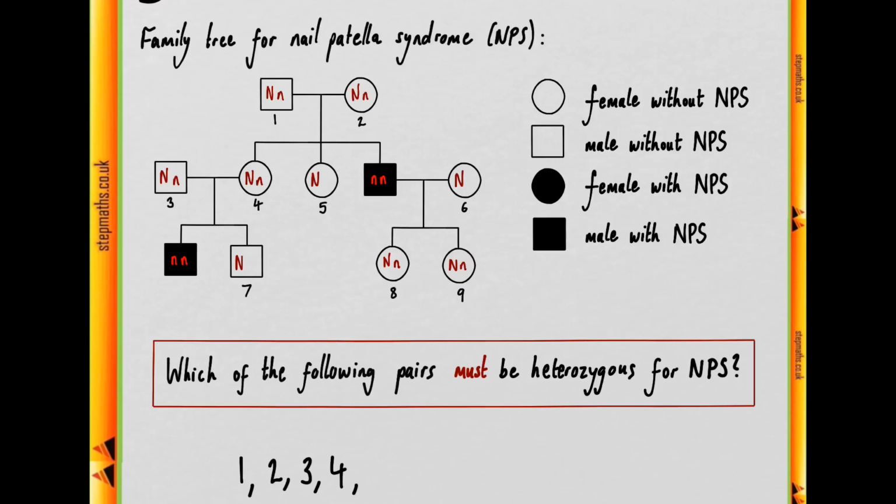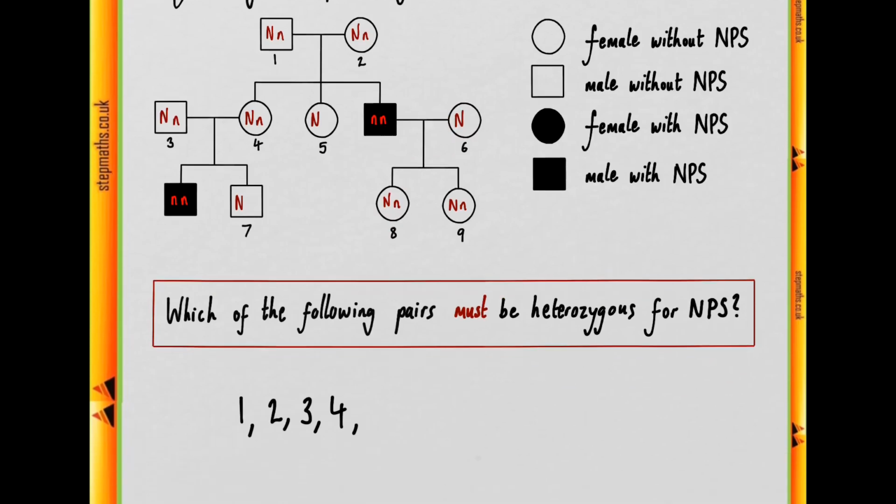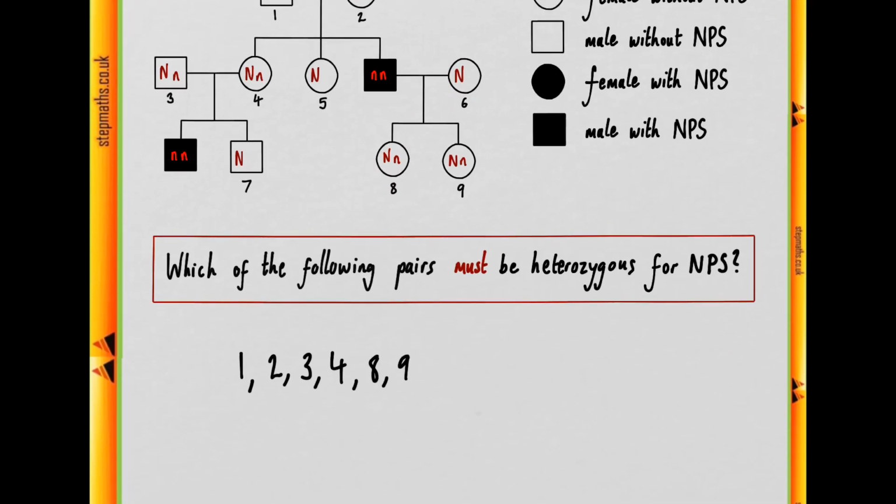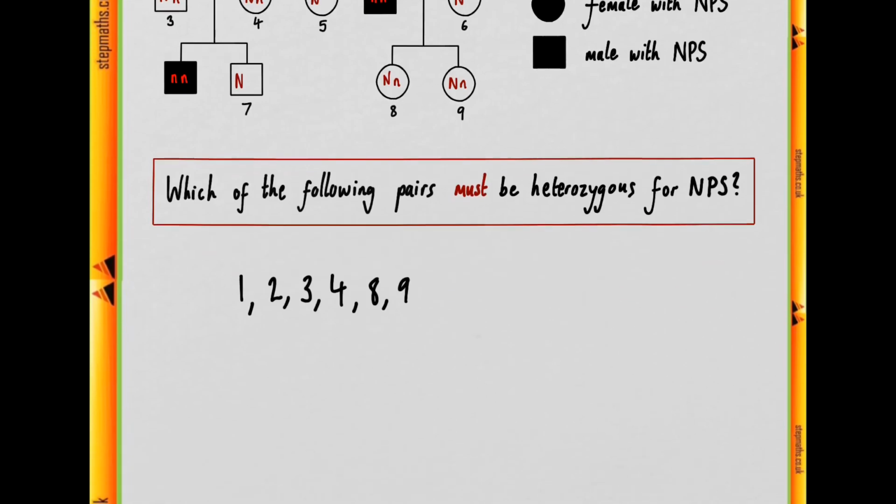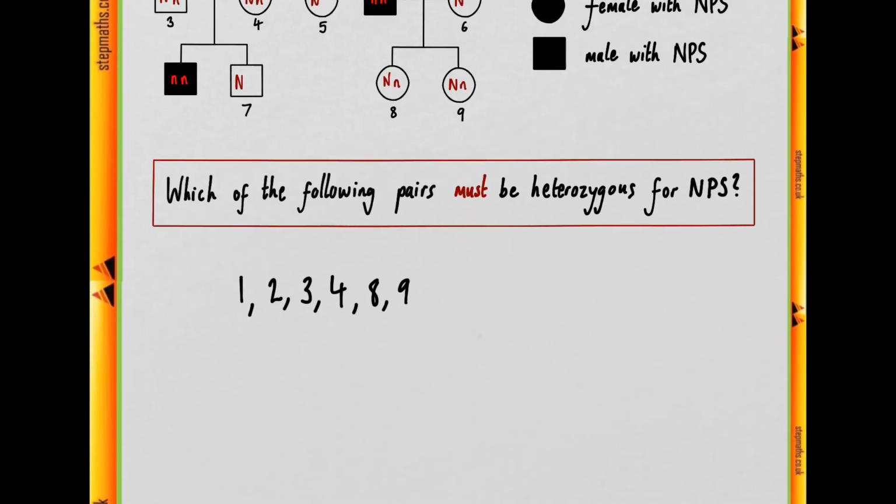In which case they could be affected if both of them were small n's, but it turns out that they're not affected, so it could be the case that 6 is either homozygous dominant, with 2 capital N alleles, or a heterozygote, and it's just the case that 8 and 9 lucked out and didn't get the recessive form. So 8 and 9 must be heterozygous, while 6 may not necessarily be heterozygous. Looking through our options, the pair which must be heterozygous is 4 and 8. So our answer is option D.